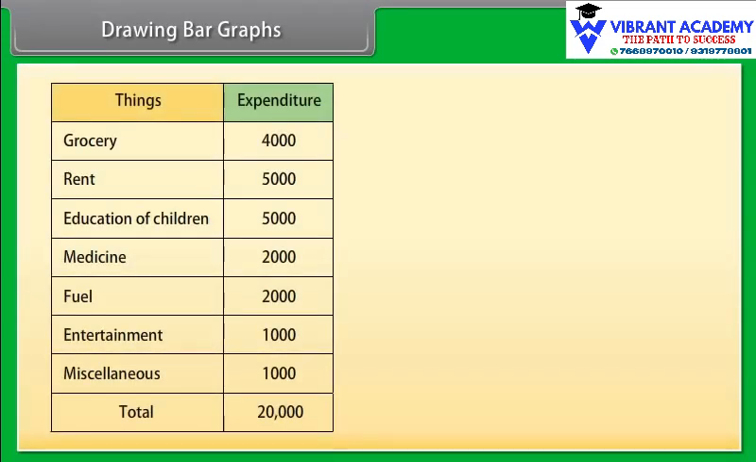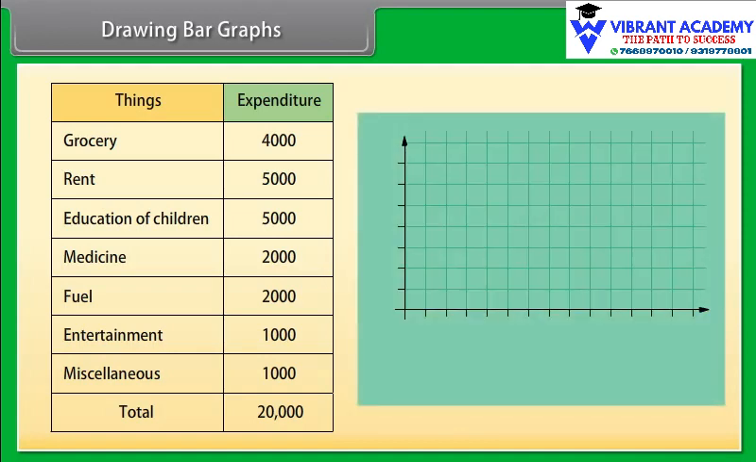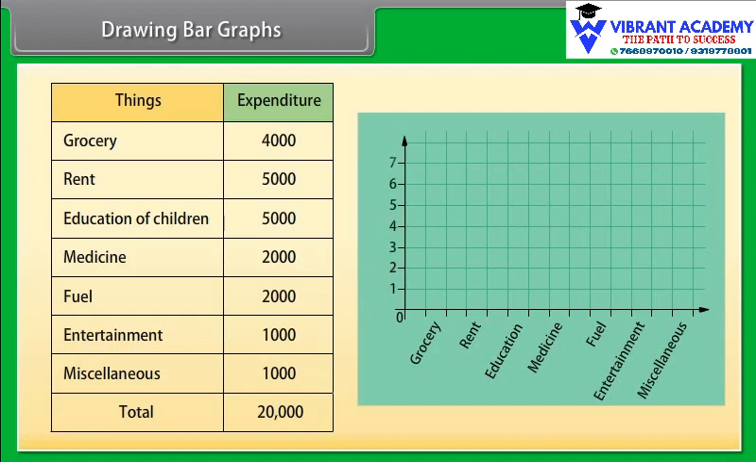Drawing bar graphs. Now we will learn how to draw the bar graph. Look at this table. This shows the data of the expenditure of the family with a monthly income of 20,000. Let us draw a bar graph of this data. For making the bar graph, we use the things given on horizontal axis and expenditure on vertical axis. Mark the things and the expenditure on both the axes. Here 1 means 1,000, 2 means 2,000. Now to represent our first thing, that is grocery, we have to make a bar of unit 4.